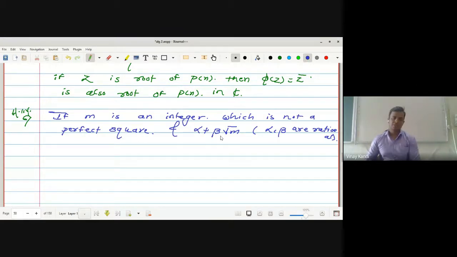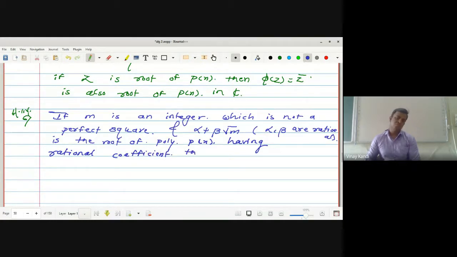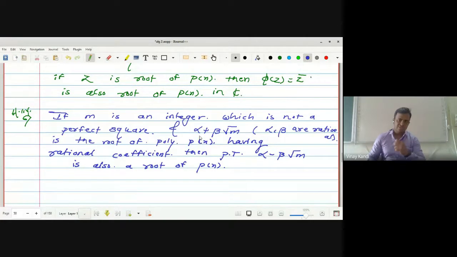If alpha plus beta root m is the root of polynomial p of x, p of x having rational coefficients, then prove that alpha minus beta root m is also a root of p of x. For this, define the function phi of alpha plus beta root m is equal to alpha minus beta root m.